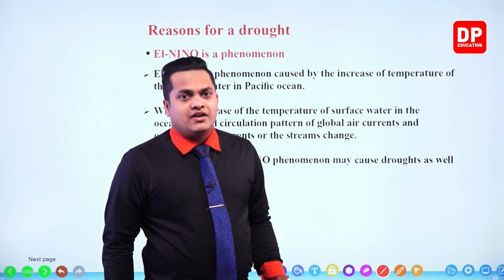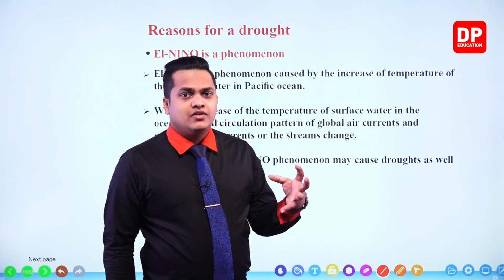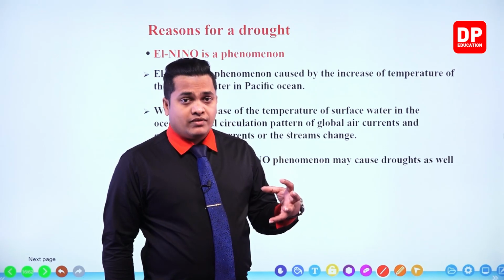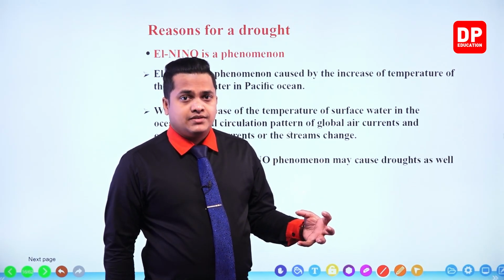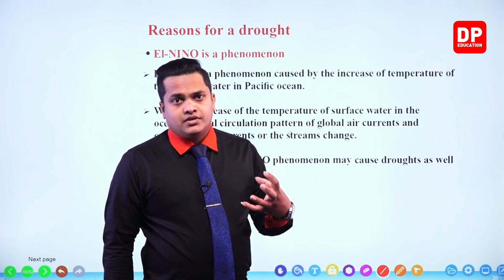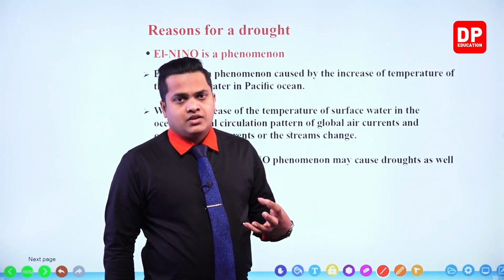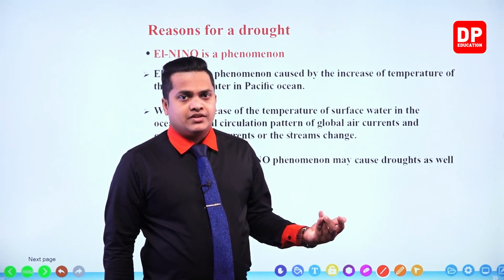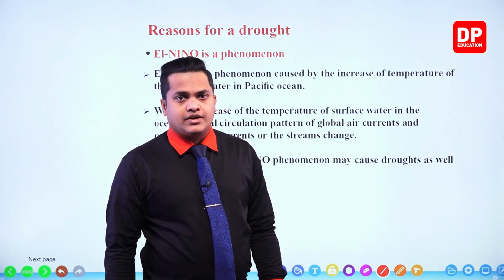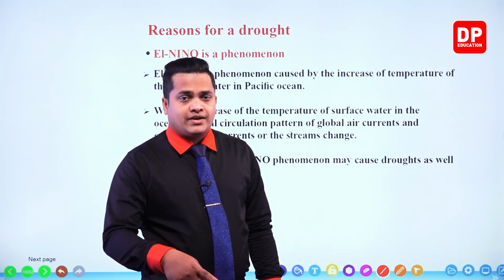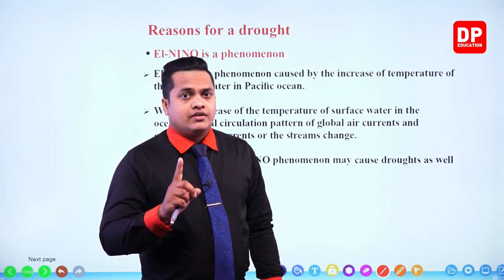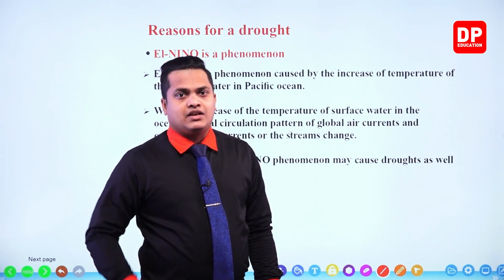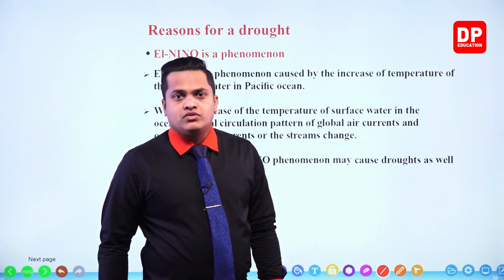The temperature in our oceans is a very impactful reason for the occurrence of wind patterns. So upon change in this temperature, my dear children, what will happen? The wind patterns will also get affected. Upon change in the wind patterns, I told you that rainfall is going to change, and when the rainfall changes, definitely sometimes droughts can occur.